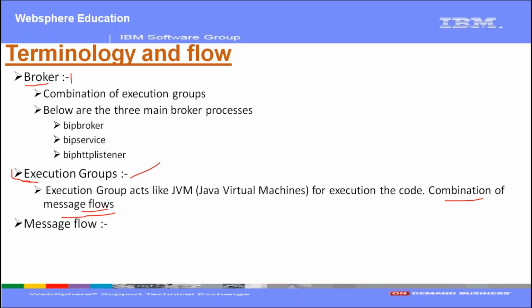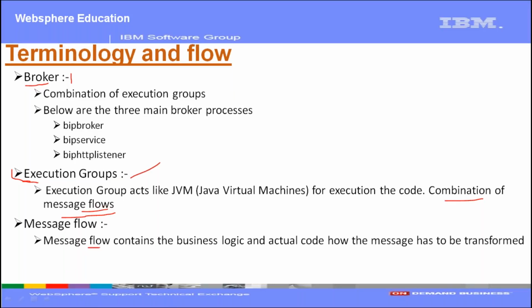Let's see now what a message flow is. A message flow contains the business logic and the actual code developed by the developer, how the message has to be transformed. The IIB developer writes the business code and develops the message flow, and that flow is given to the IIB admin. It is the IIB admin's responsibility to deploy that message flow in the execution group.